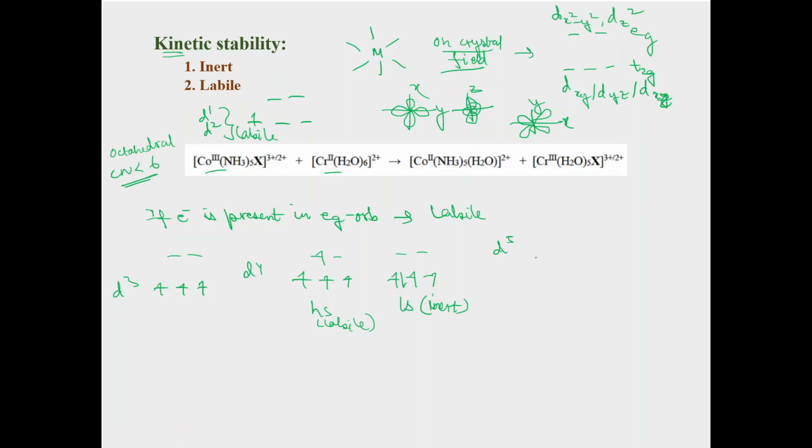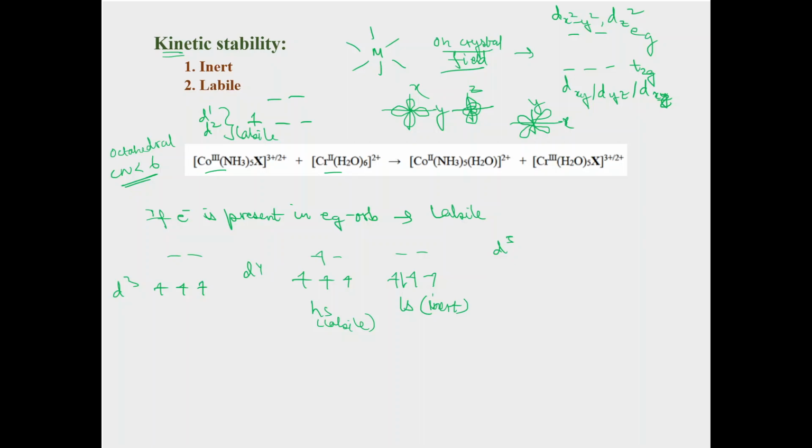Ma'am, please repeat from where you told two energy sets, T2g and Eg. One quick revision, please. Okay, it will split into two energy sets, T2g and Eg. T2g has dxy, dyz and dxz orbitals, whereas Eg has dx square minus y square and dz square orbitals.